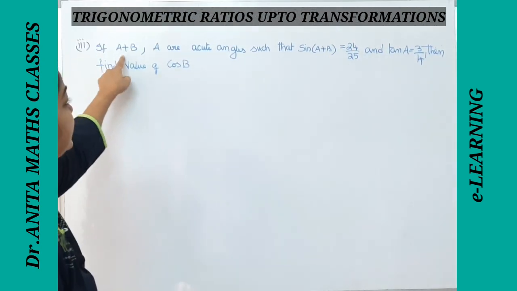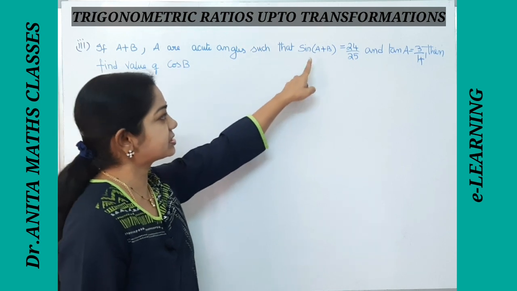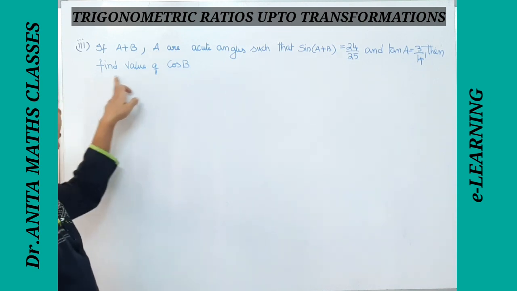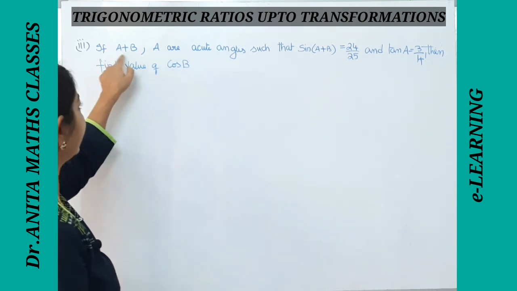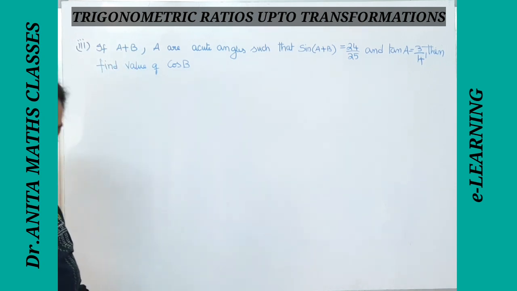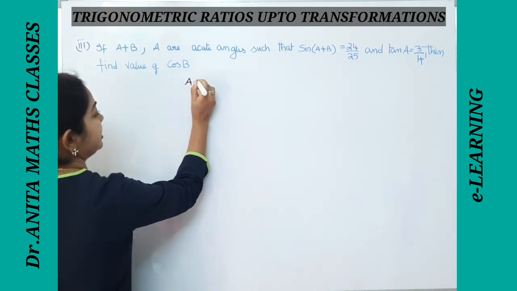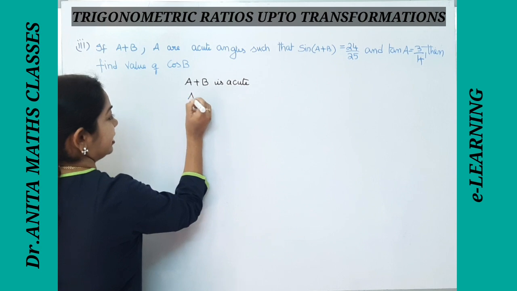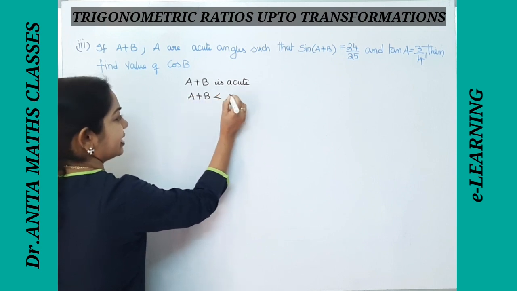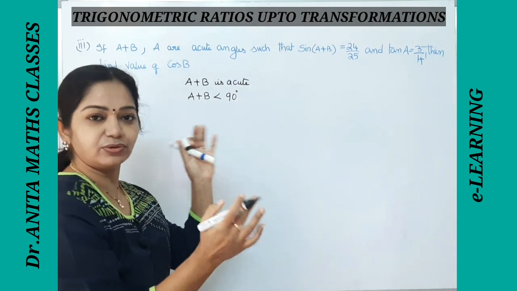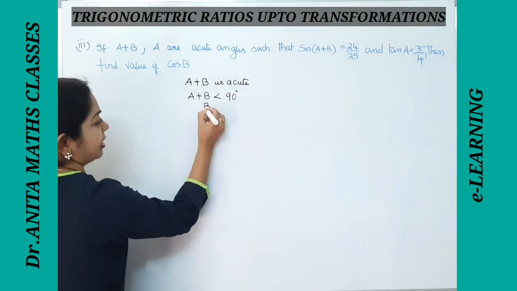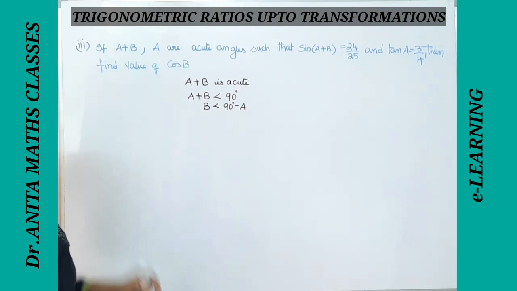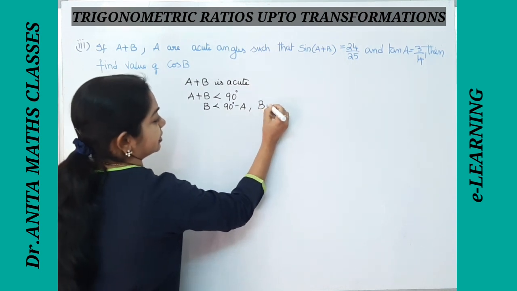Here the third one: A plus B and A are acute angles such that sin(A plus B) is 24 by 25 and tan A is 3 by 4. Then find the value of cos B. Now here, given A plus B is an acute angle, that means A plus B is less than 90 degrees. Acute means 0 to 90 degrees. That means B is less than 90 degrees minus A. Right, so B is acute. We can also say that B is an acute angle.